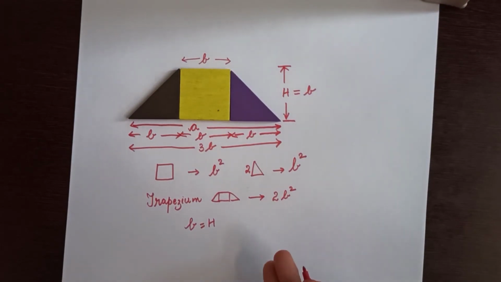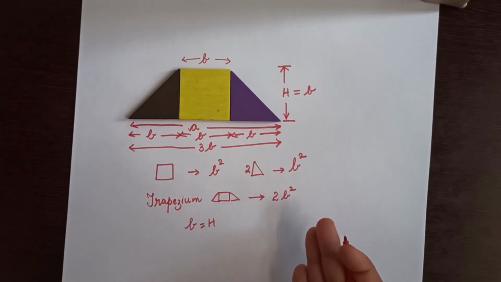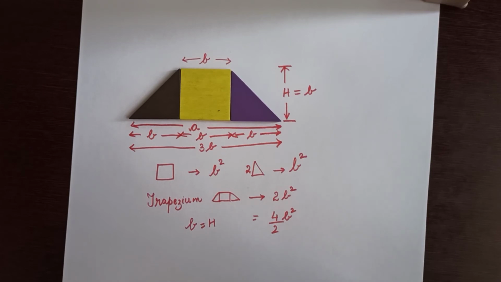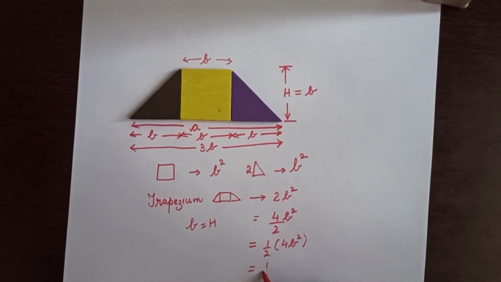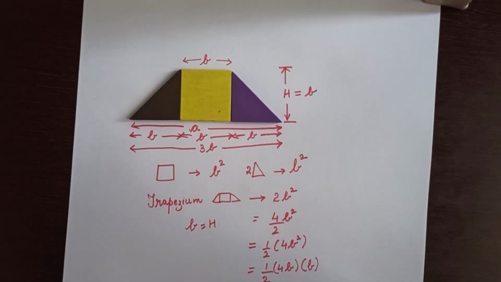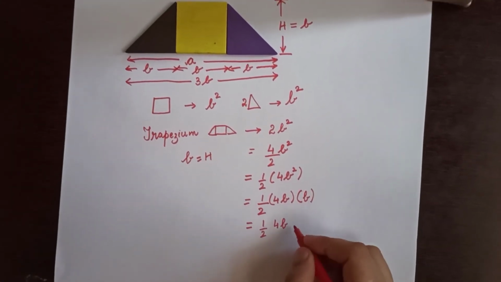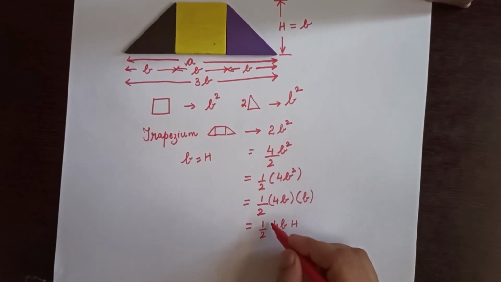Okay, now let's try to do some changes in this area which we have found. I have found it to be 4b square. So can I write it like this? I have multiplied and divided by 2. One thing, that half I can take out, 4b square. Now I can write like this. In place of this b, I can write h here, which is the height of the trapezium.